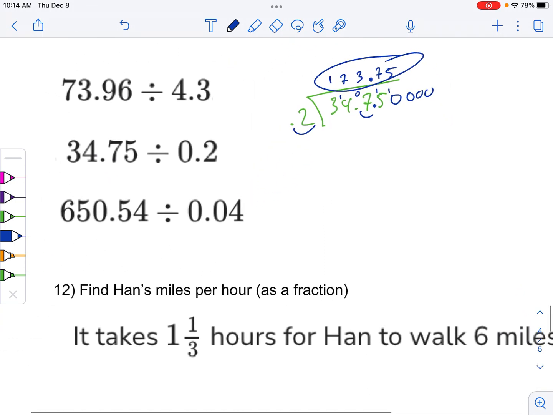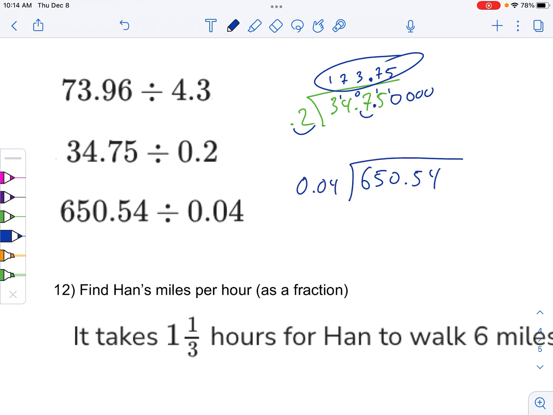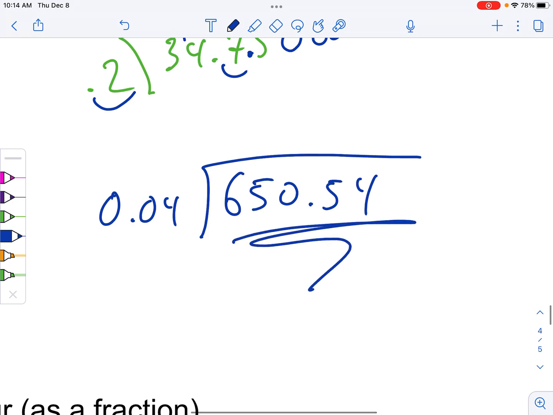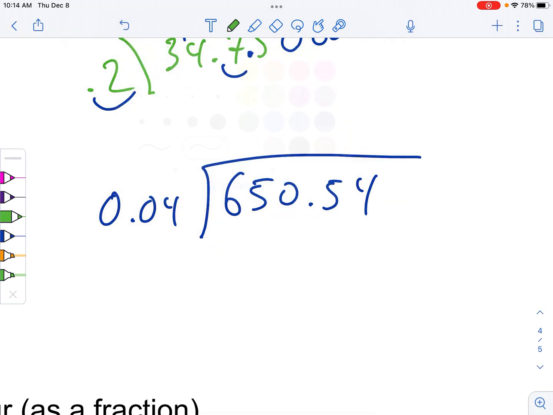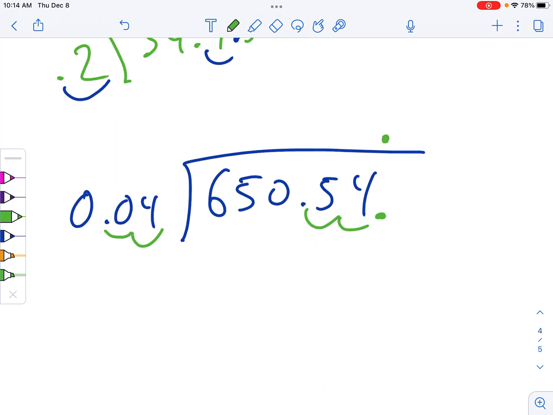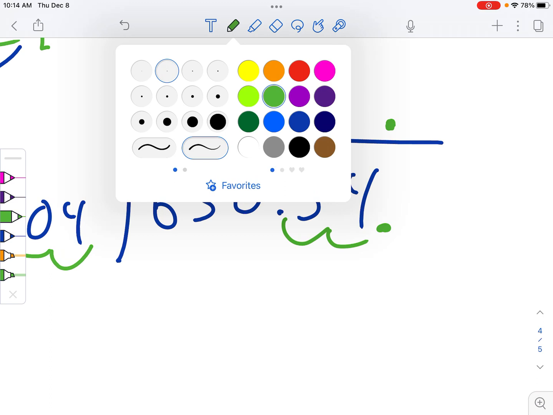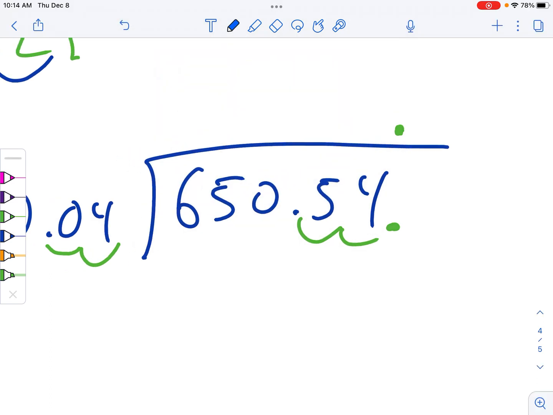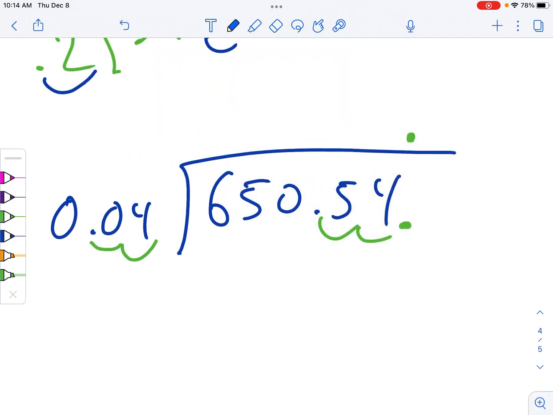We got one more. Good. We can do this. Okay, 650.54 divided by 0.04. Again, we can have decimals inside here, but not outside here. So we got to clear the decimals. Let's do some clearing. 1, 2. 1, 2. Get the decimal up there. So I've turned my problem into 65,054 divided by 4.